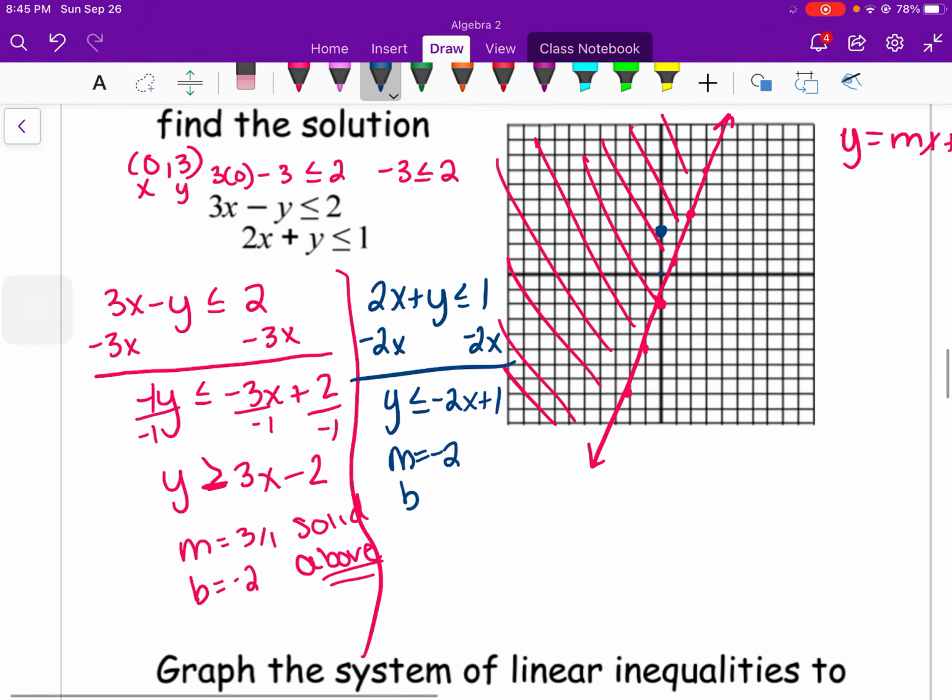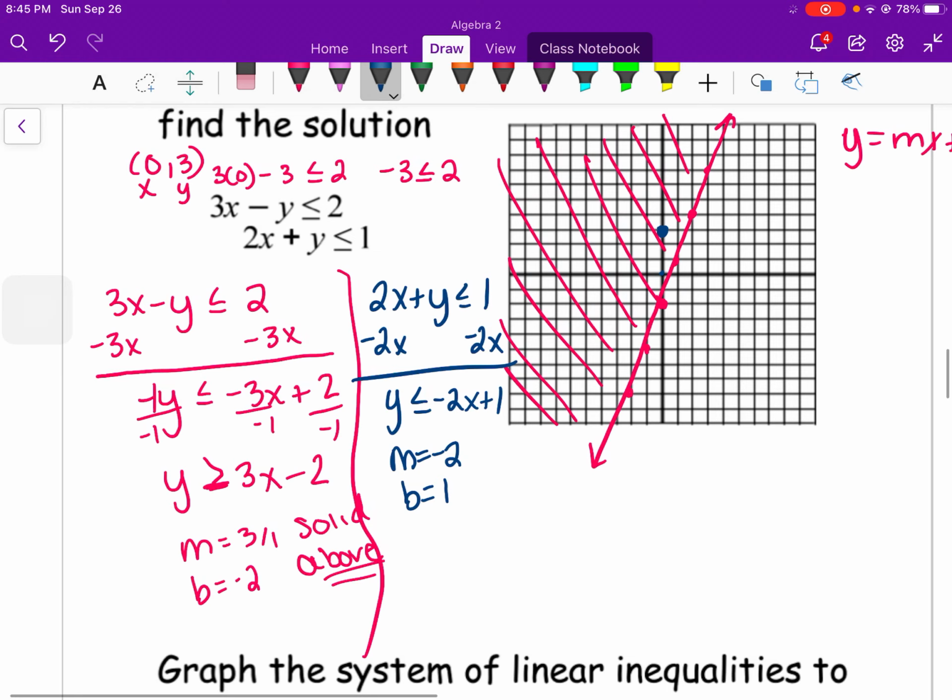My slope is negative 2. My y-intercept is 1. It's less than or equal to again, so it should be solid. And less than this time, I should be shading below it. So starting at positive 1 and slope of negative 2 over 1, so down 2, right 1, or up 2 and left 1. This was a solid line. And we're shading below. It should be this way.